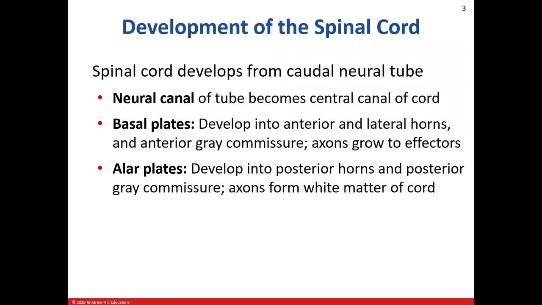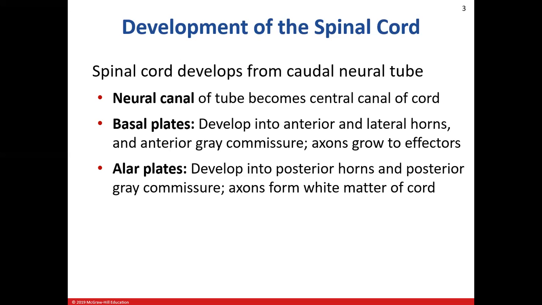So as we look at the spinal cord, just as we did with the brain tissue and the anterior portion of the nervous system, we also have to look at the development of the spinal cord. And the spinal cord is going to develop from the caudal neural tube that we saw as we developed the brain. The neural canal of the tube will actually become the central canal of the cord.